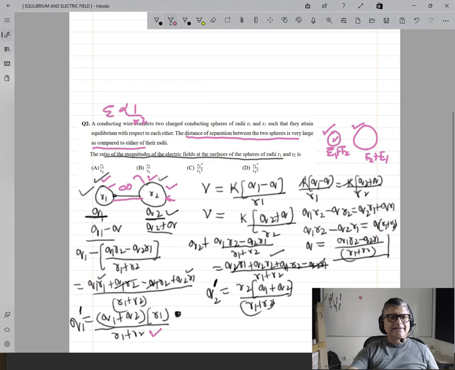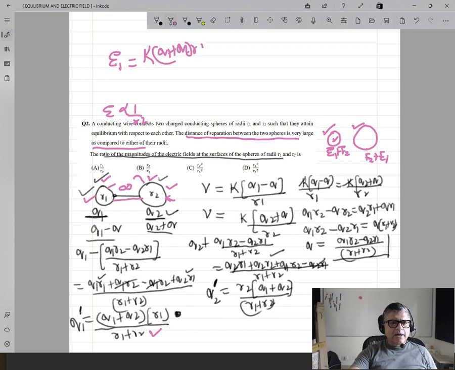Alright, now let's work out the electric fields. So the electric field of the first one on itself, on the surface, right? E1, the electric field of this one, will be written by K. What is the charge on it? KQ, right? So Q1 plus Q2 times R1 divided by R1 plus R2. This is the charge. And what is its own radius? R1 square.